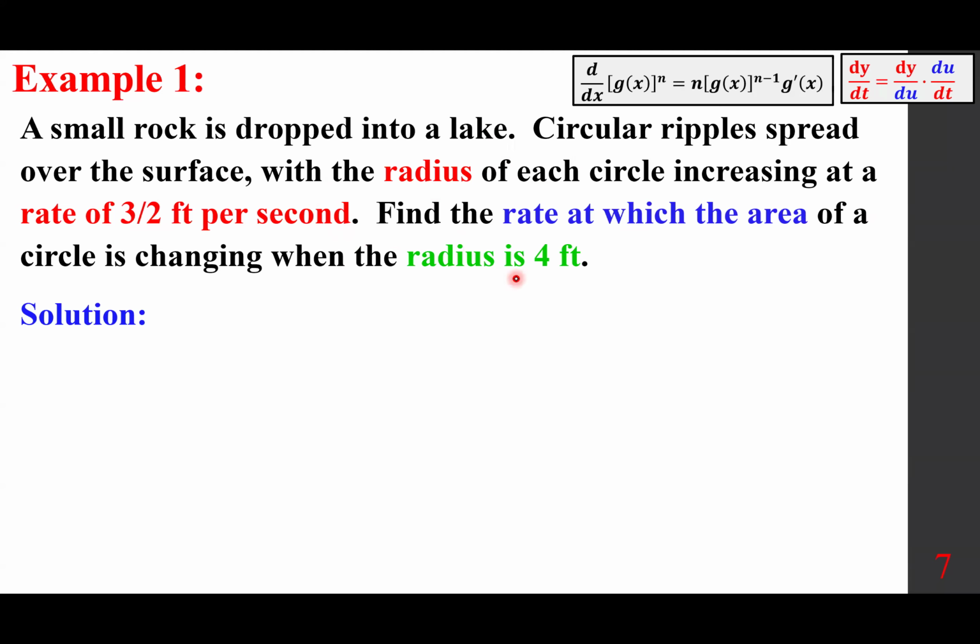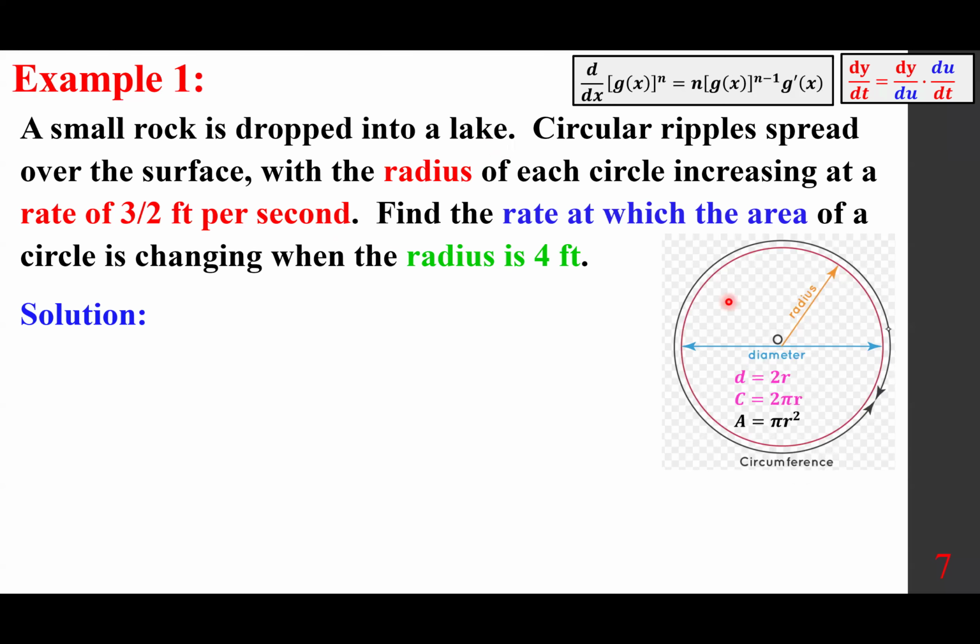But first and foremost, we are dealing with a circular shape, which means we should know the following. Starting from the center, going to the circle is the radius, going to both sides is the diameter, d equals 2r, the circumference going around it is 2 pi r, and the area is pi r squared. We know all of them, and we need the area equals pi r squared.